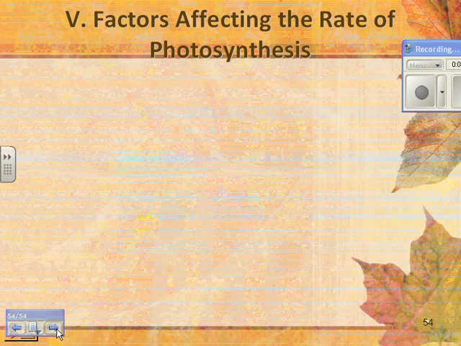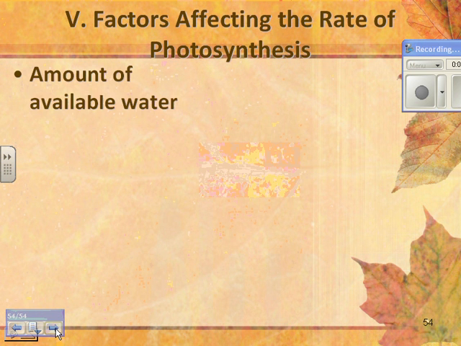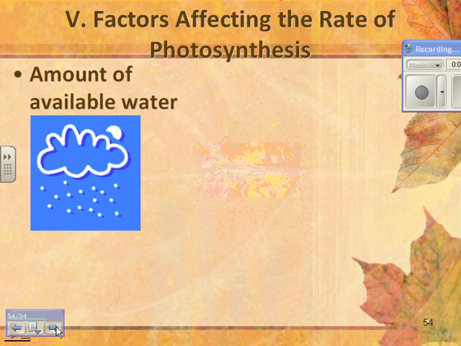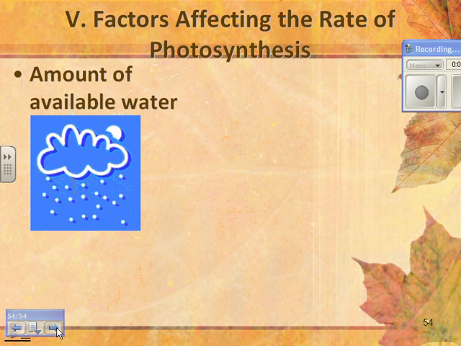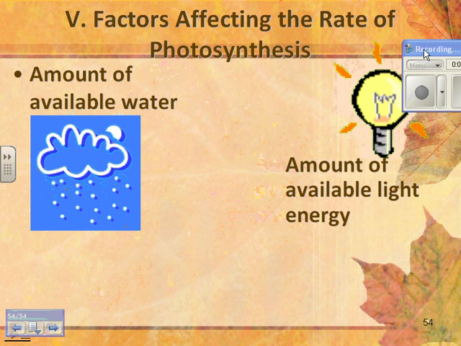Factors affecting the rate of photosynthesis. David, what are the things that farmers worry about when they grow plants? Water, a drought. The amount of water, excellent. Anything else? Well, farmers don't really worry about the amount of sunlight, but that's important. You got it. So the amount of available light is another super important thing.